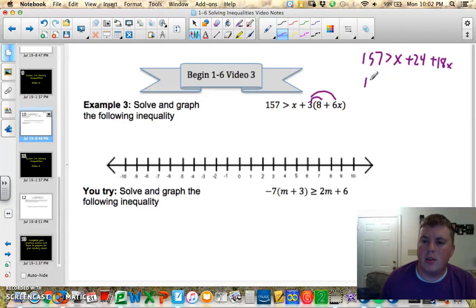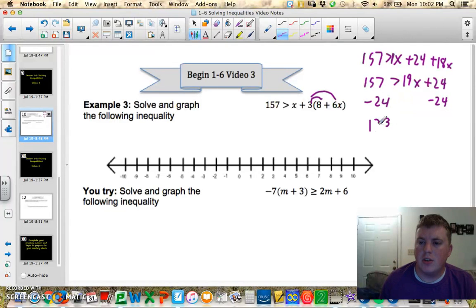The next thing we want to do is combine like terms. Remember, if there's no number in front there, it's like we have an invisible 1. So this is going to be 19x, and we are going to have just plus 24 there. The next thing that we are going to need to do, we need to undo the addition. So we're going to subtract 24 from both sides, and we're going to get 133 is greater than 19x.